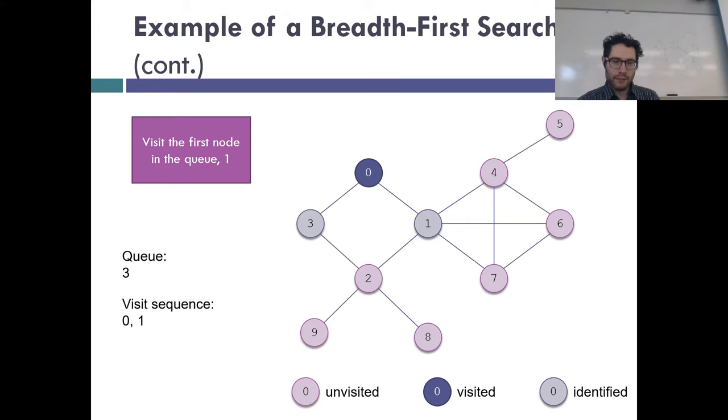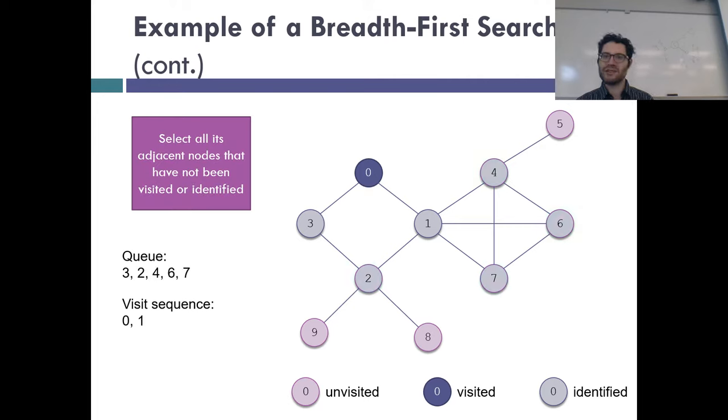We pop off 1. We remove 1 from the queue. And now we look at 1's neighbors. So 1's neighbors are 0, but we've already seen it, so we don't bother adding it to the queue. Right? We started there. Wouldn't make sense to go back there. Then 4, 6, 2, and 7 are the other neighbors of 1. So I'll put them in numeric order, so 2, 4, 6, 7.